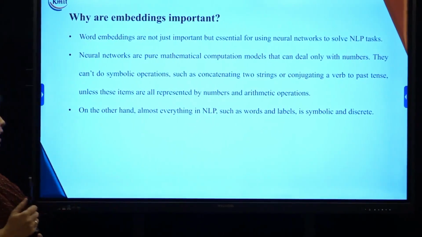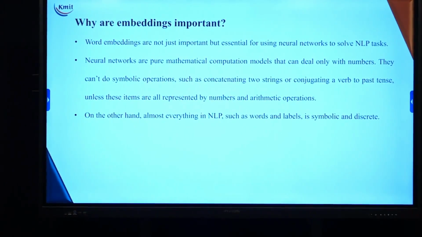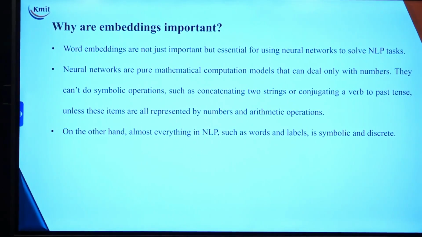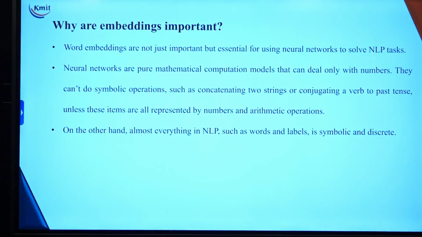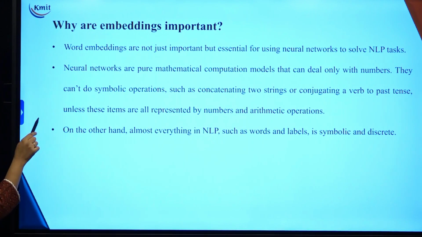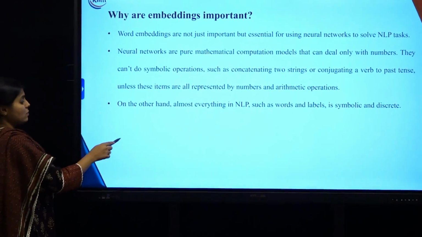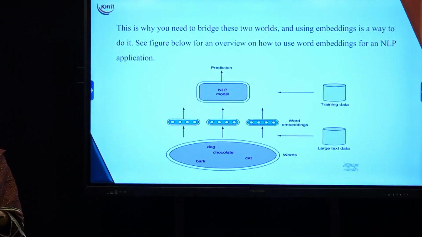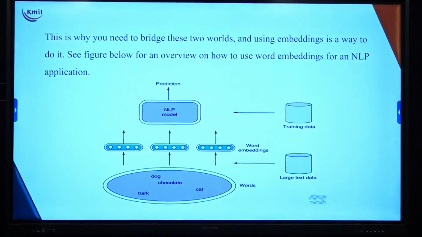That is the first point. When I talk about the second point, everything in NLP is available in words or labels, or sentences. So everything here is available in this form, and all these are discrete values. When you have these discrete values, and you can't perform symbolic operations using neural networks, then we use word embeddings. So in order to bridge the gap between these 2 different concepts, we use word embeddings.